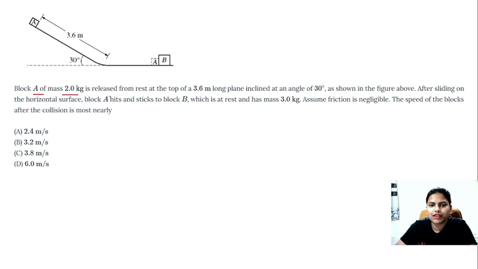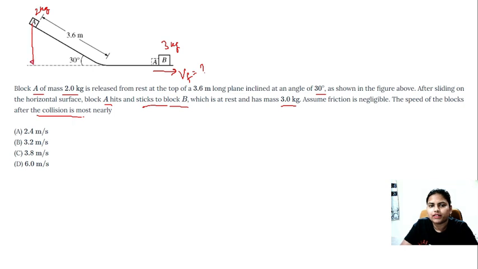Block A of mass 2 kg is released from the top of a 3.6 meter long plane inclined at angle 30 degrees, as shown in the figure. After sliding on the horizontal surface, block A hits and sticks to block B, which is at rest and has a mass of 3 kg. Assume friction is negligible. The speed of the blocks after the collision is nearly? A is sticking with B, so they get a common velocity Vf. So we have to find the velocity.